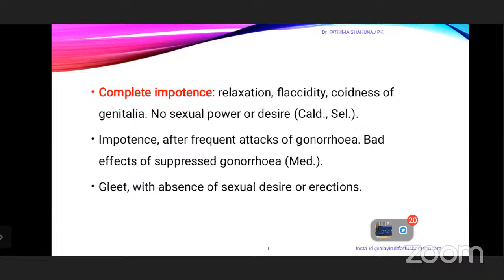Then complete impotence, relaxation, flaccidity and coldness of genitalia, no sexual power or desire. And these symptoms are combined with Caladium.